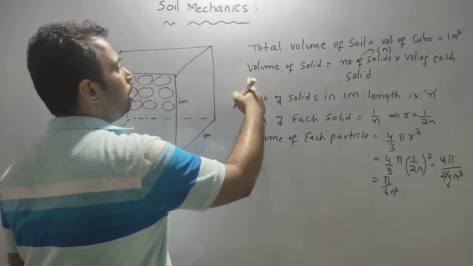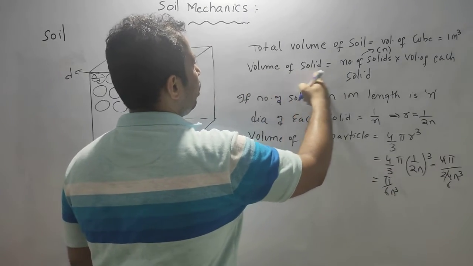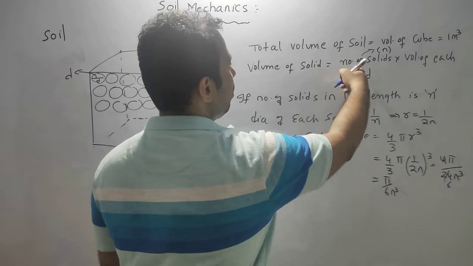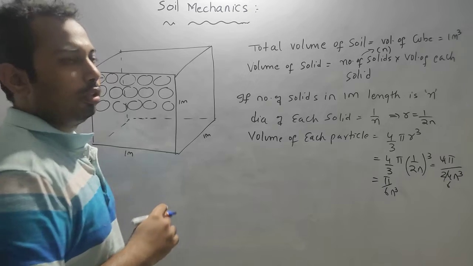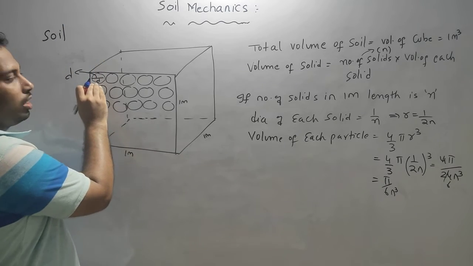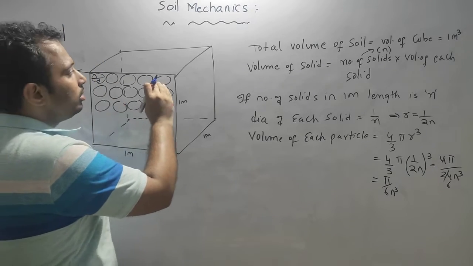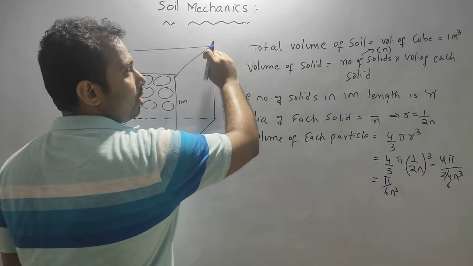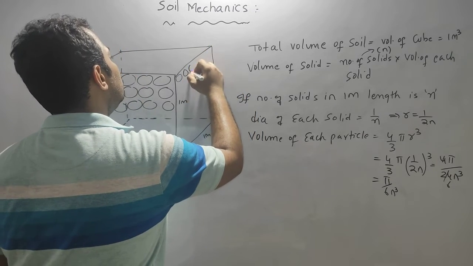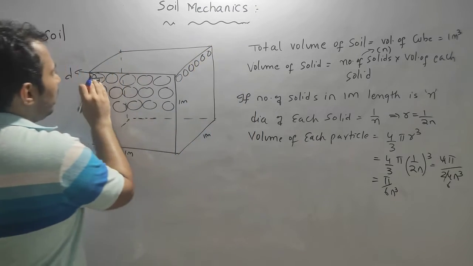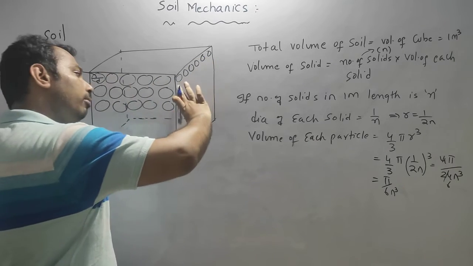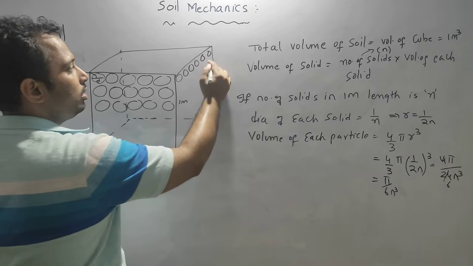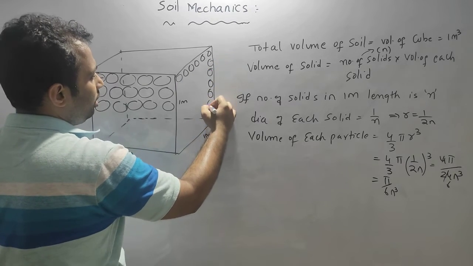Okay, so the total volume of solids. Total volume of solids is how much? Number of solids into volume of each solid. So what is the number of solids now? In this line there are n. Similarly in this line there are n. Similarly here also, this is also unit length. If there are n particles here, there will be n particles here also. There will be n particles in this dimension also.